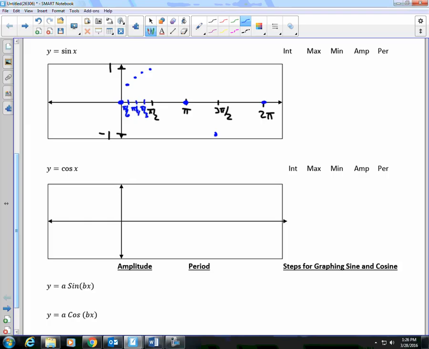And so as I draw this, this is the kind of shape sine of x makes. How would you describe that shape?